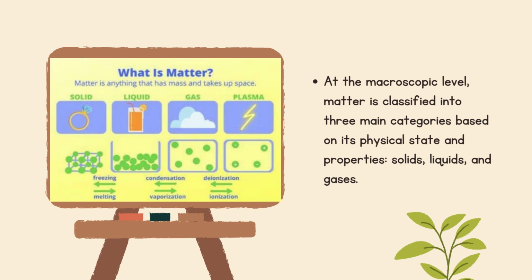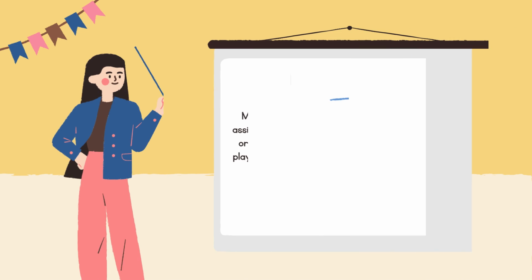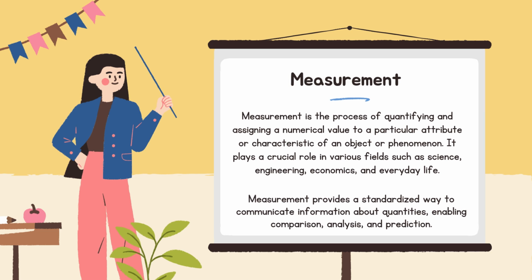At the macroscopic level, matter is classified into three main categories based on its physical state and properties: solids, liquids, and gases. Next topic is measurement.